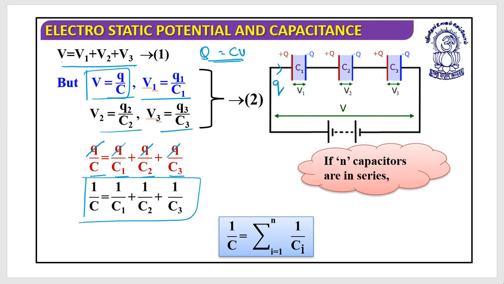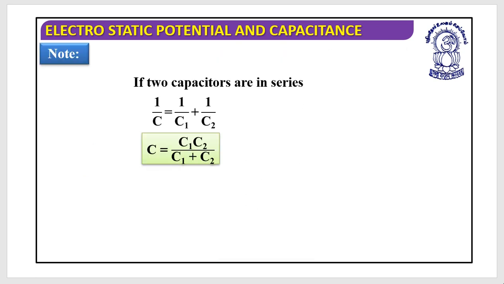Is it clear? Yes. So if there are n capacitors and they are all connected in series, then I can write 1 by C equals the summation from i equals 1 to n of 1 by Ci. Will you remember this? Okay, great.